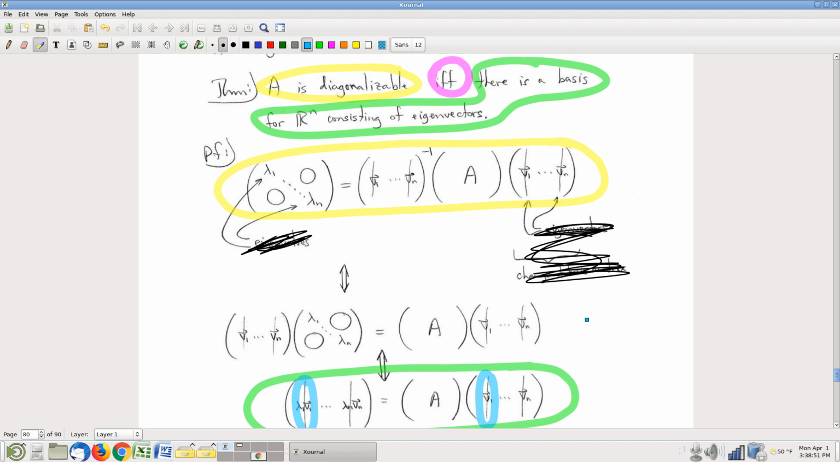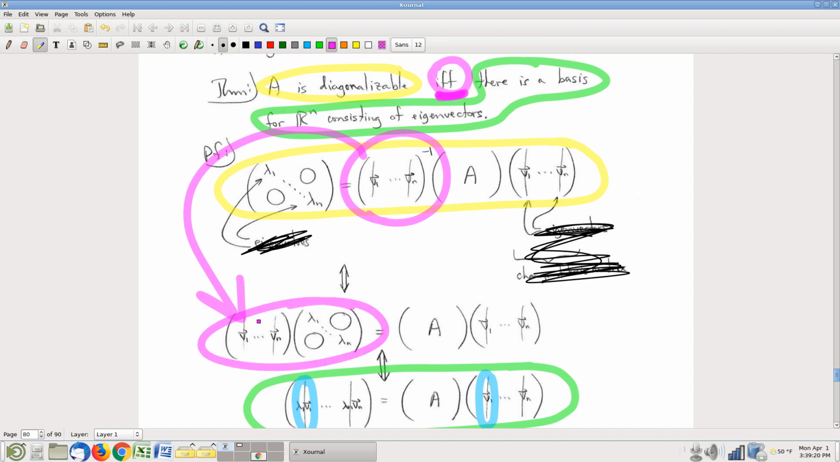Okay, so if I want to prove that this is an if and only if, I want to prove this theorem, all I've got to do is write down some algebra between these statements. And the algebra is actually pretty straightforward. It's a couple of quick steps. First little bit, let's multiply that matrix over to the other side. No big deal, right? It's an invertible matrix by assumption. Next little bit of algebra is let's multiply that out.